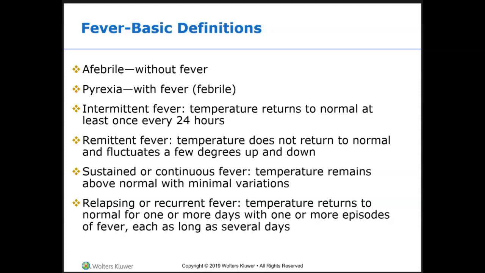Next is remittent fever. The temperature does not return to normal, and it actually fluctuates a few degrees either up or down. Sustained or continuous fevers, our temperatures usually remain above normal with minimal variations. So they're sustained for a long period of time. Relapsing or recurrent fevers is when the temperature returns to normal for 1 or more days, and then they'll have an uptick of 1 or more episodes of fever, right? Each of them lasting for several days, and this will relapse and reoccur.